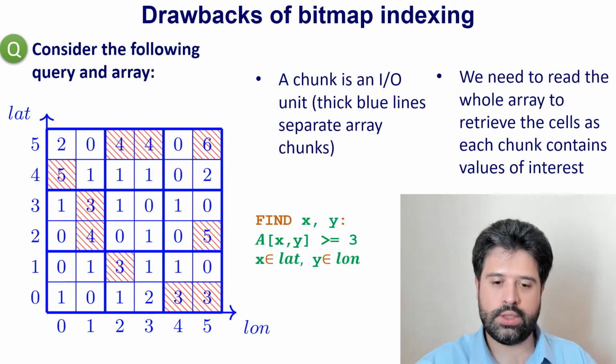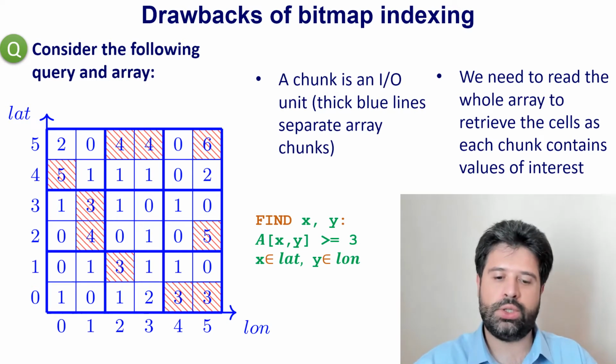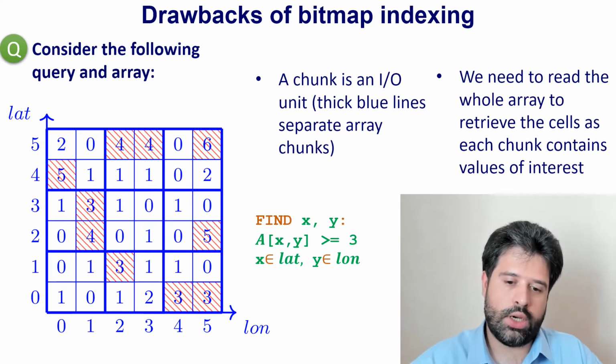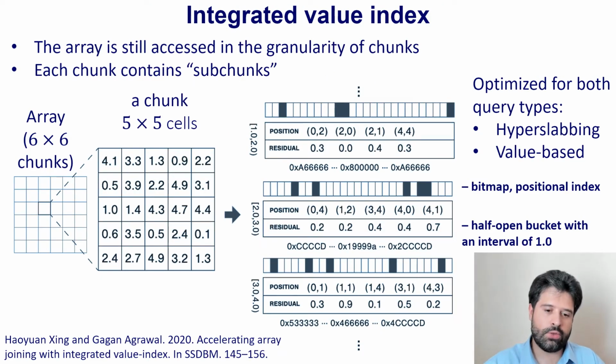However, bitmap indexing has a drawback. You know that a chunk is an I/O unit. We need to read a chunk completely, which may be up to several megabytes, even if only a single cell contributes to the result. Integrated value index mitigates the aforementioned drawback. The array is still accessed in the granularity of chunks. However, each chunk contains subchunks.